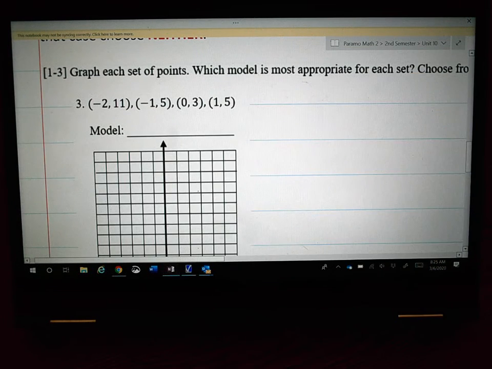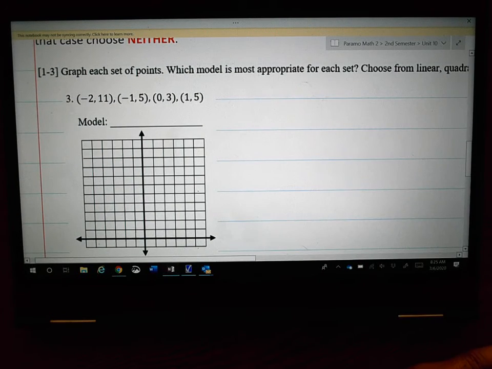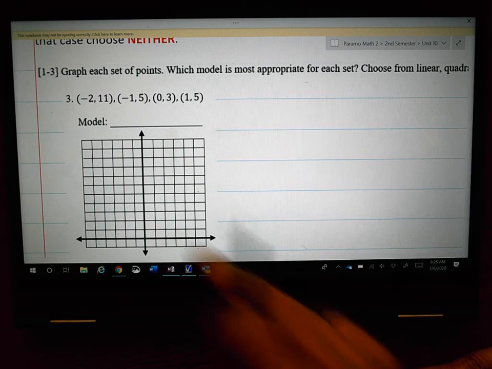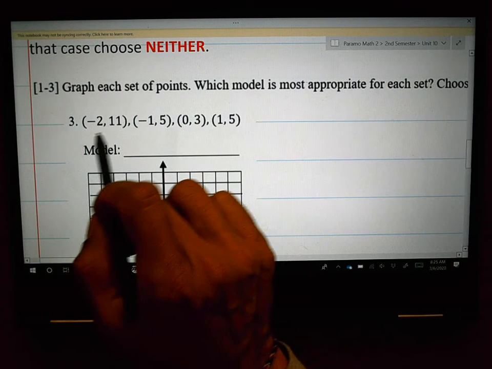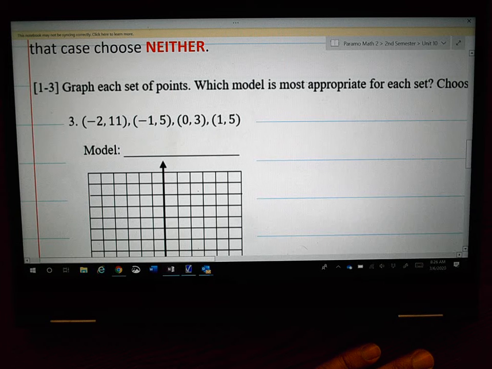Now, I don't know if you have this one in your notes. At this point, you will probably have to go away from your notes, because I don't think you have the one that says -2, 11, -1, 5, 0, 3, 1, 5. Do you have that anywhere in your paper? In the notes paper? Not in the notes paper, right? So it's in the packet. Go ahead now, switch over to the packet.